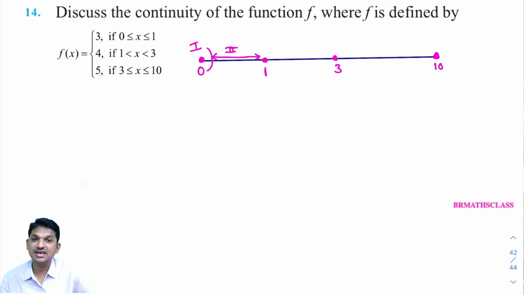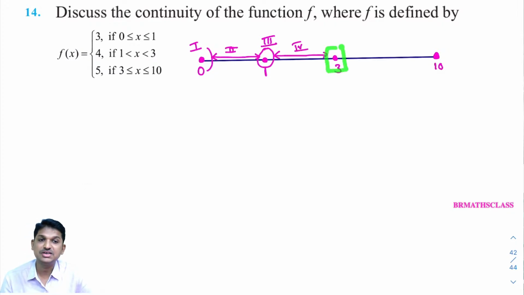What is case 3? I'll check the continuity of the function at x equal to 1. That is case 3. What is case 4? I'll check the continuity of the function when x value is in between 1 and 3. That is case 4. What is case 5? I'll check the continuity of the function at x equal to 3. So this is case 5.